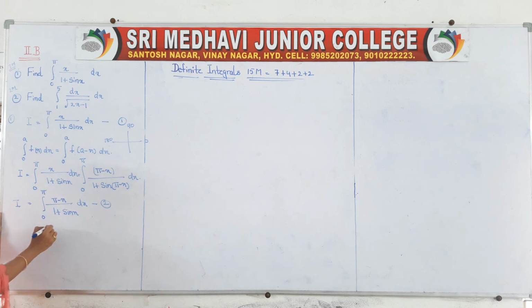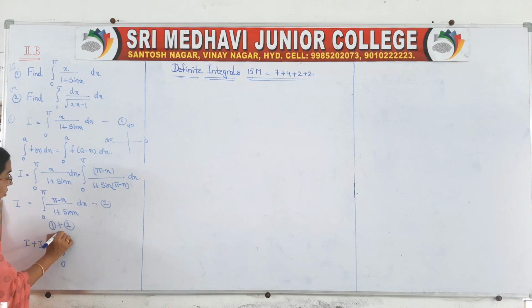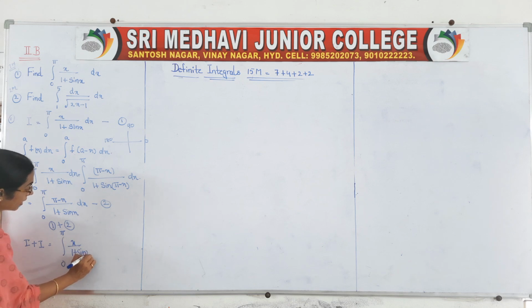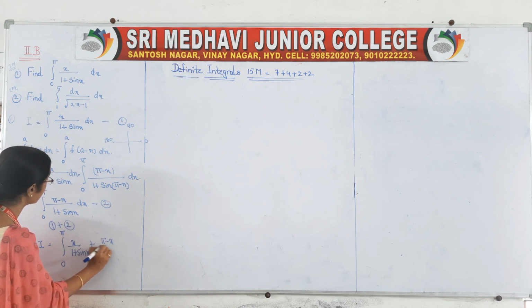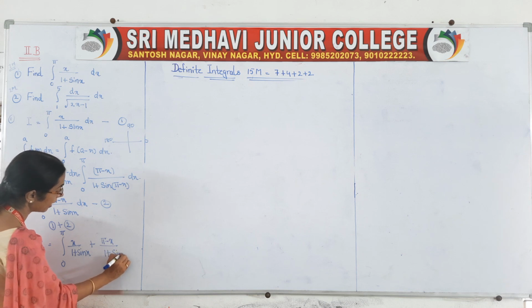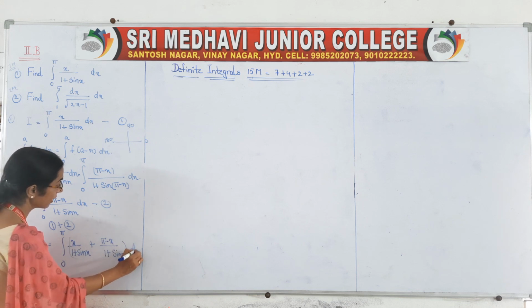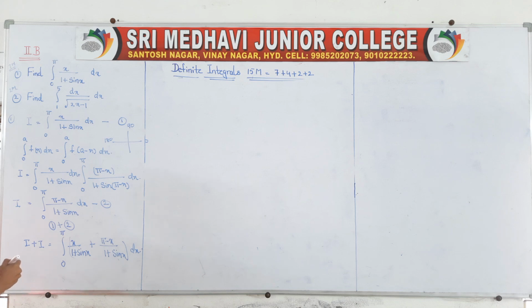Okay, generally what we will do? We will add 1 plus 2. So I plus I, this side it is 2i. And here we will have the same limits. We can write combinedly 0 to pi, first one is x by 1 plus sin x plus the next I value, pi minus x by 1 plus sin x into dx.